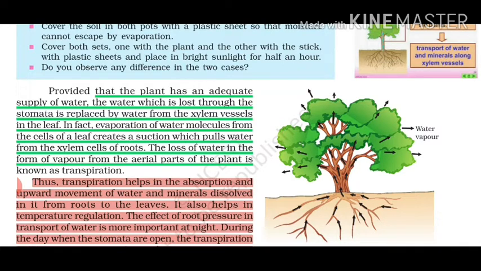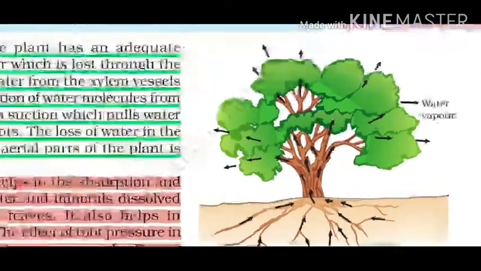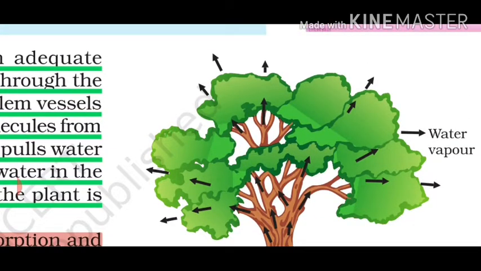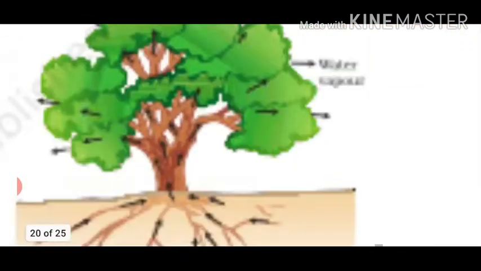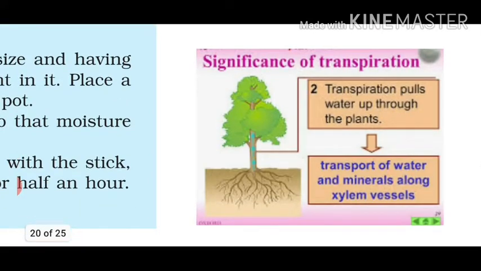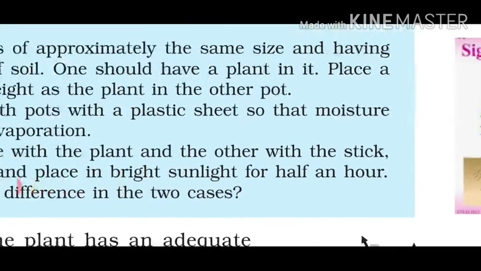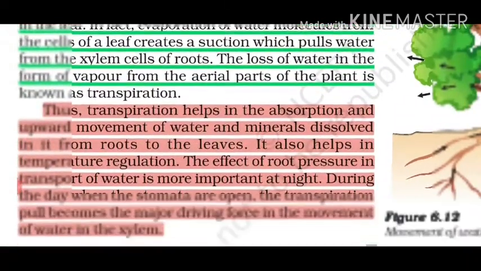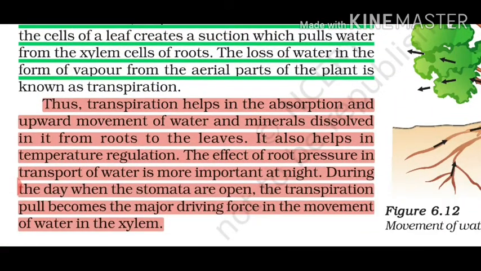The evaporation of water molecules from the cells of the leaf creates a suction pull that helps in pulling water up, and this loss of water from the surface is known as transpiration. The significance of transpiration is that it pulls water through the plants and transports water and minerals along the xylem vessels. Transpiration helps in absorption and upward movement of water and minerals dissolved in it from root to the leaves. It also helps in temperature regulation.